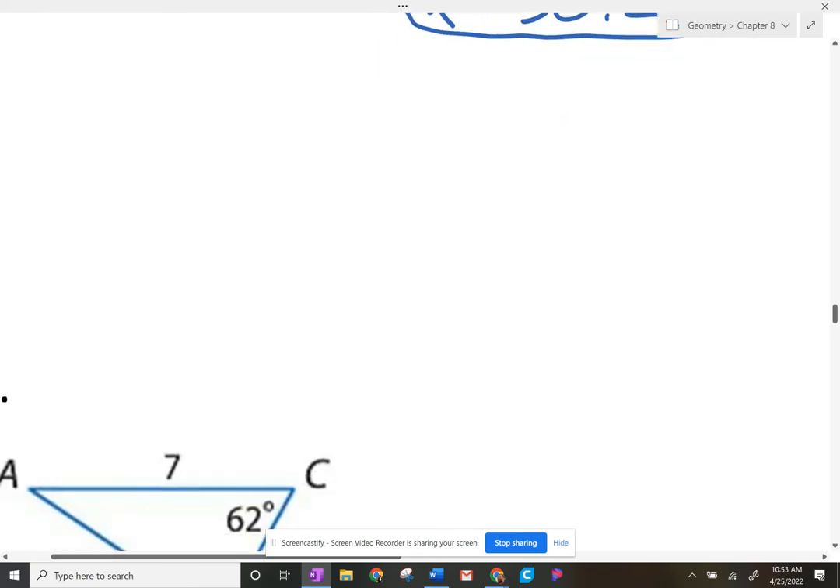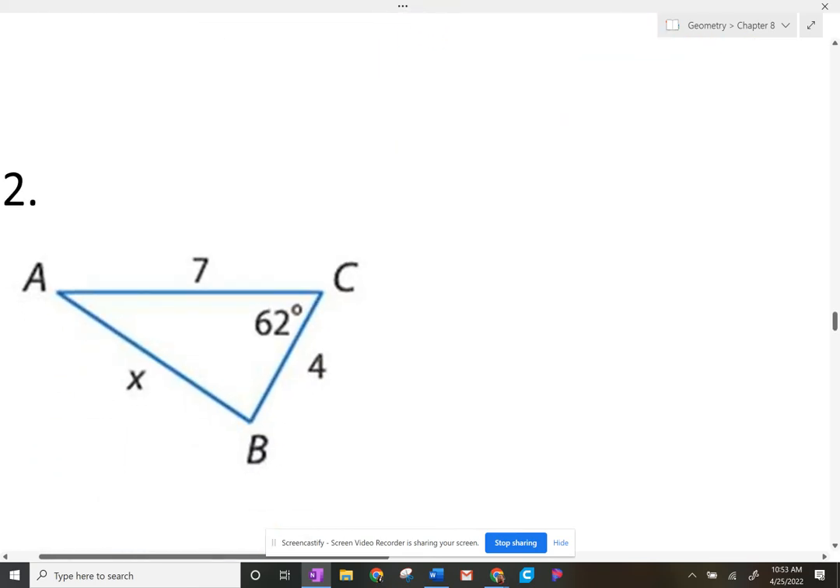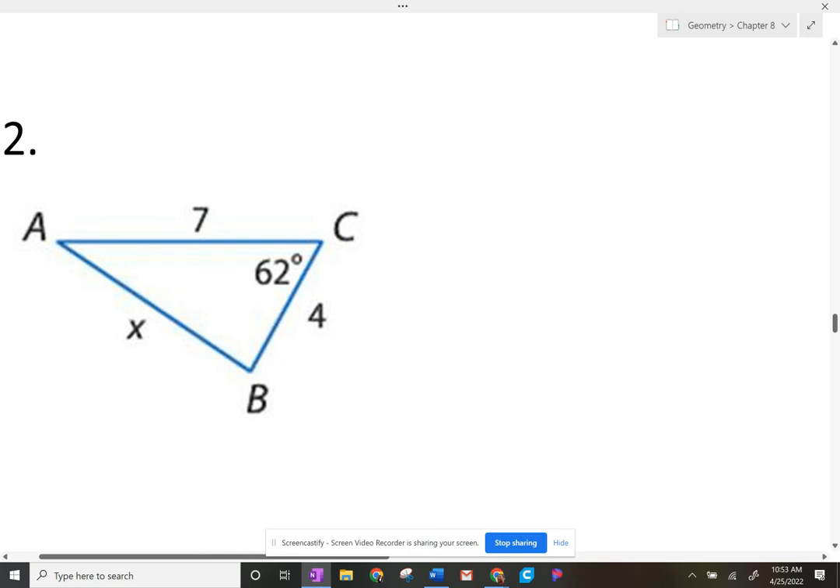Okay, I'll have you guys talk me through this last one, and this is kind of going to be where I leave it off. Someone talk me through how I can set this one up. I've got triangle ABC. I've got sides AC is 7, BC is 4. I'm missing AB, and I've got 62 degrees, opposite of side X. How will I write it so I can solve it? Anybody?